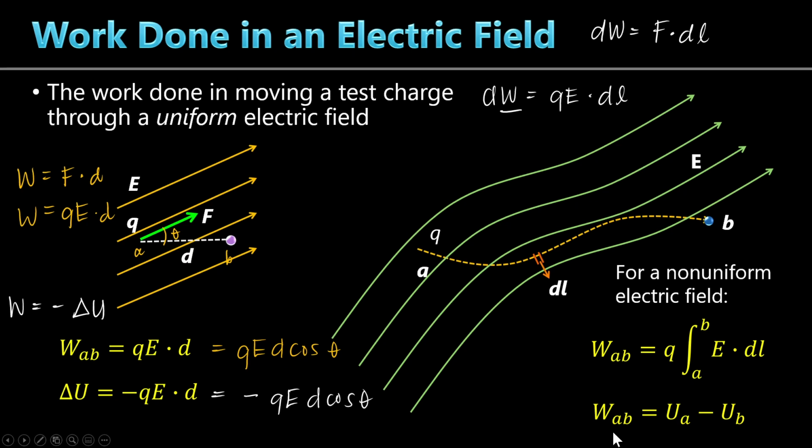If this work is positive, then this means that UA is greater than UB, right? And if B is the final position, then there is a decrease in potential energy because the potential energy at A is greater than the potential energy at B because WAB is positive. Okay? Now, if this work is negative, then the potential at B is greater than the potential at A. And because of that, we can say that there is an increase in the potential energy.